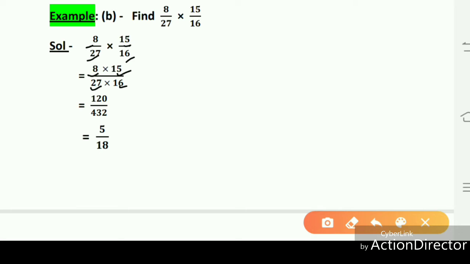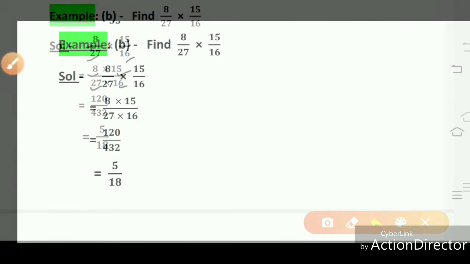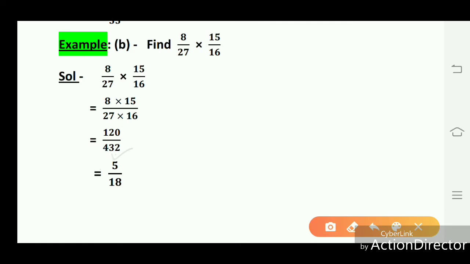and when you multiply 27 by 16 it gives the product 432, and when we divide this fraction by 24, it changes into the simplest form 5 upon 18. 24 divides 120 five times and 432 eighteen times. So when you multiply 8 upon 27 by 15 upon 16, it gives the product 5 upon 18.